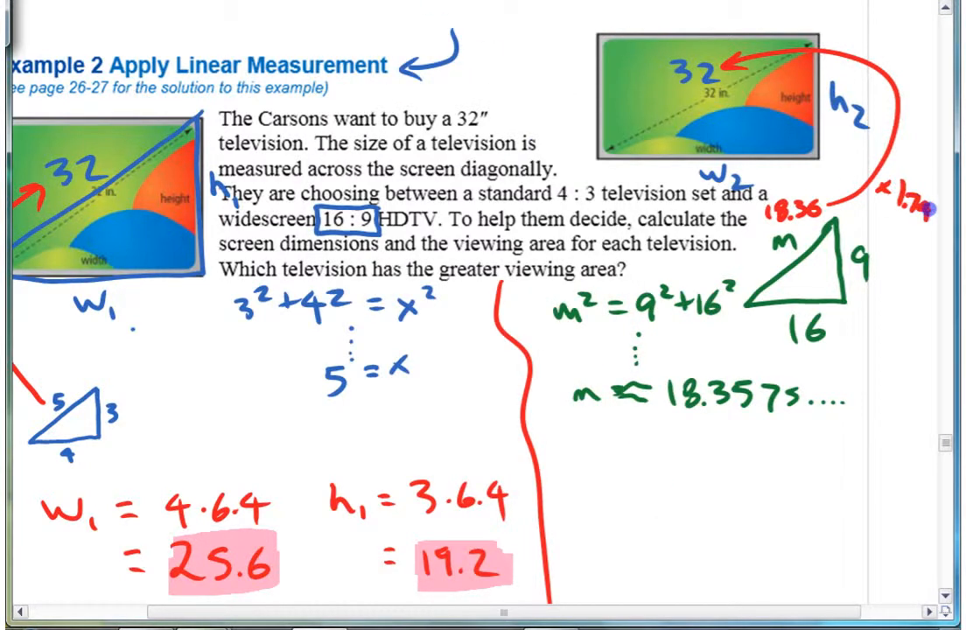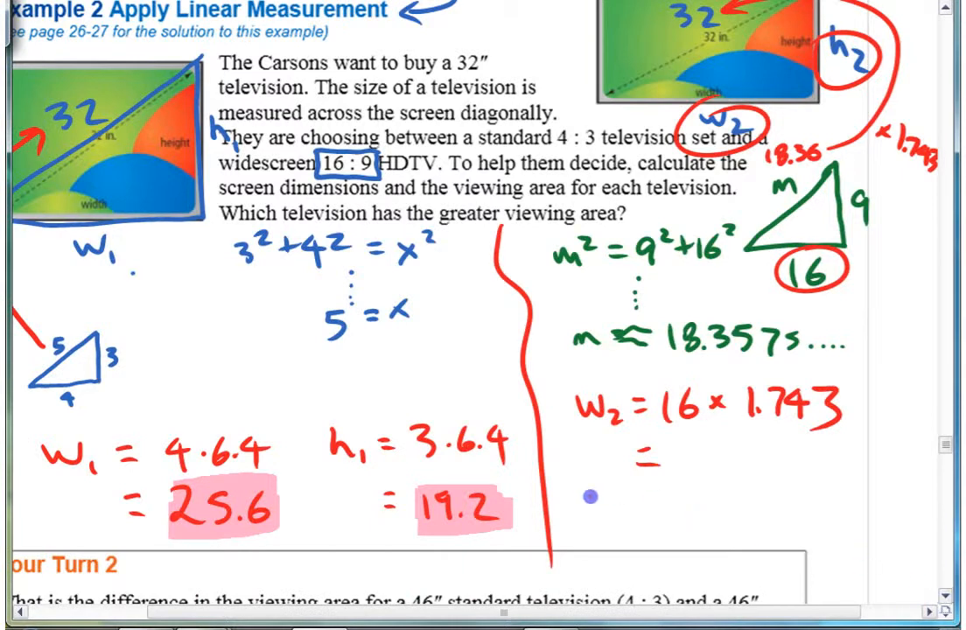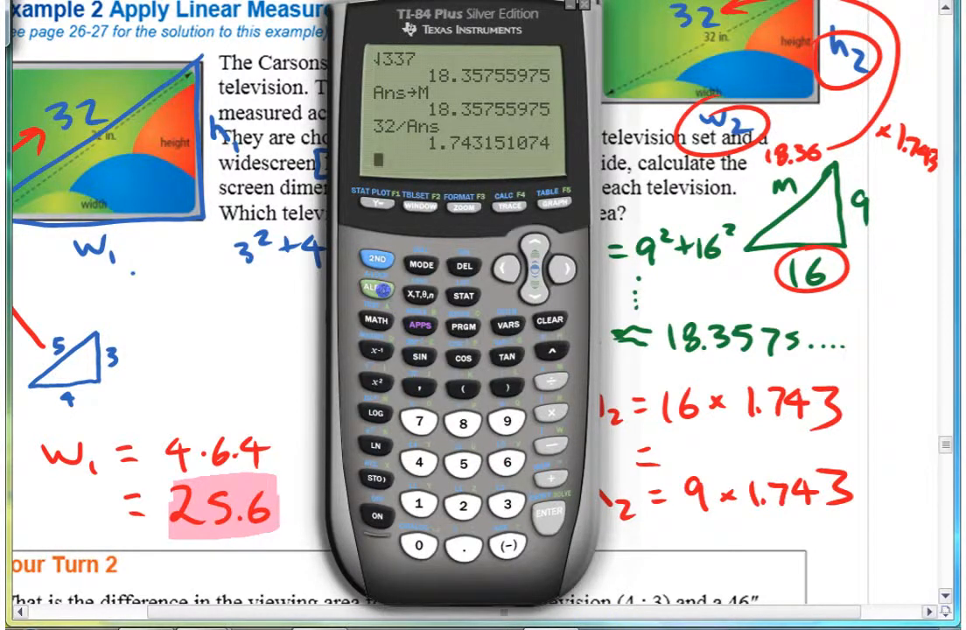Times 1.743 roughly. If I want the other dimensions, the width and the height, that's just 16 times that number, times 1.743, which is something. And then the height is 9 times 1.743. That gives me the two dimensions. Do that on the calculator here. So let's store that number as x.